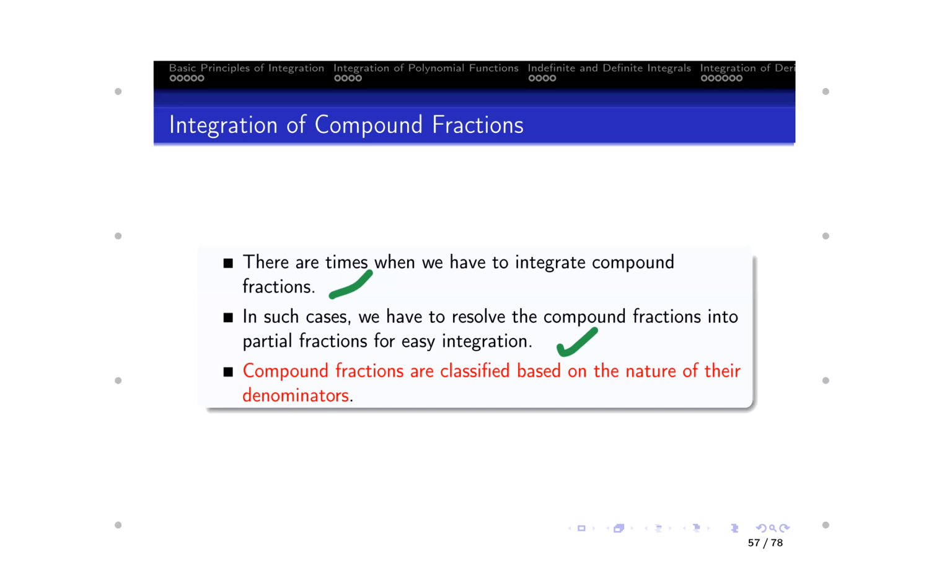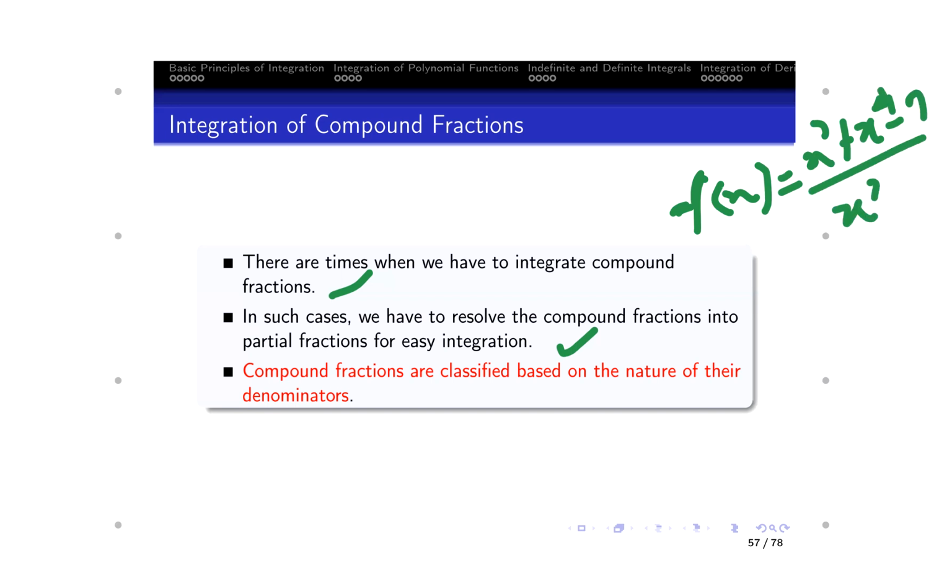Something like, say you have f of x equals x cubed plus x raised to power 4 minus 7, all over x squared. Here you can still divide through and you get x plus x squared minus 7x raised to power minus 2, right? So in this case, you can divide.